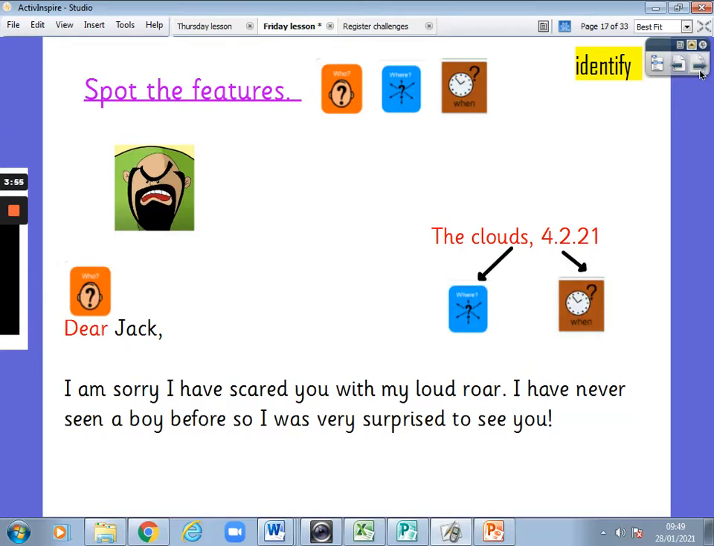That's right, we have the clouds, which is where the giant wrote the letter from. The 4th of the 2nd, 21, that is when he wrote the letter. And Dear Jack, that's who did you write to? Dear is a polite way to address someone.